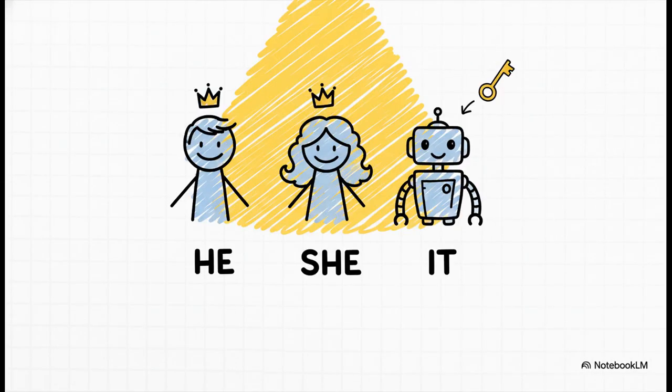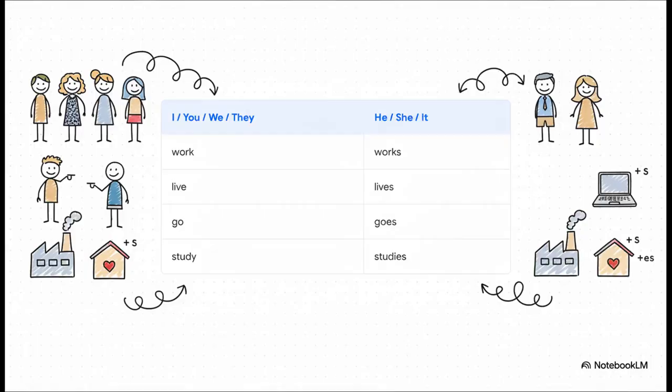Now for the present tense, there is one golden rule that you absolutely have to know. And it's all about three little words: he, she, and it. These guys are special, and they have the power to change the verb. And here's that rule in action. See on the left? For I, you, we, and they, the verb is just simple. Work, live. Easy. But look what happens over on the right. For he, she, or it, the verb gets that little extra ending, usually an S or ES. He works. She lives. It's a tiny change, I know, but it makes a massive difference in sounding natural.